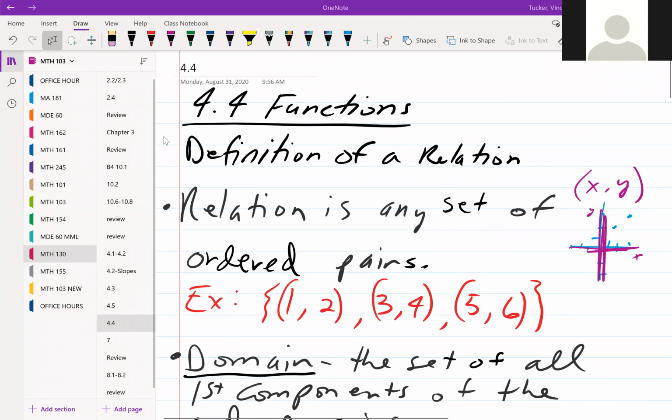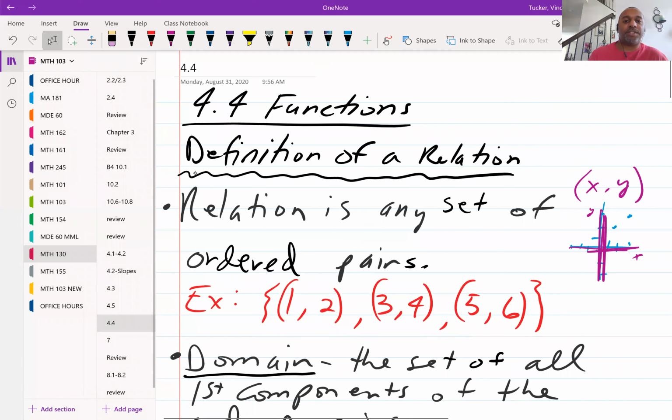All right, so we're looking at 4.4 today, functions. And we're going to start off with the definition of a relation.